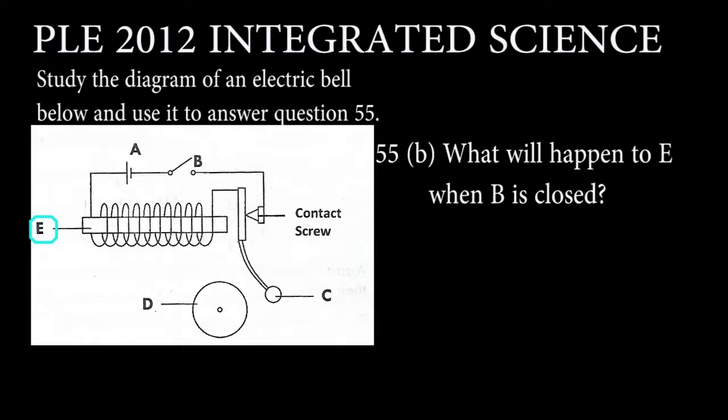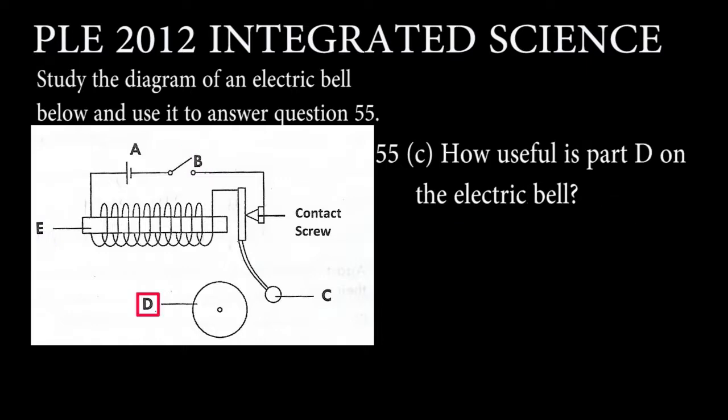B. What will happen to E when B is closed? It will become magnetized. C. How useful is part D in an electric bell? It is to produce sound.